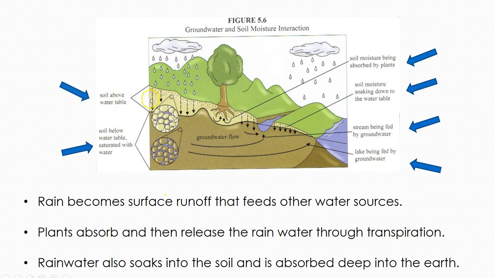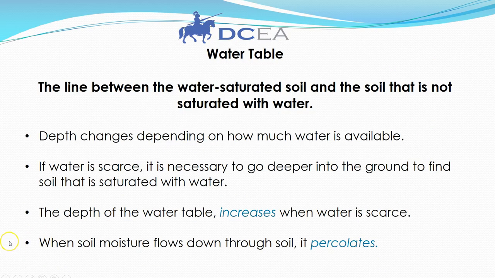The soil above the water table saturates quickly, but it will dry out. Once the groundwater has flowed into streams and lakes, the water from above the water table will actually trickle into the groundwater flow. The line between the water-saturated soil and the soil that is not saturated with water is called the water table.